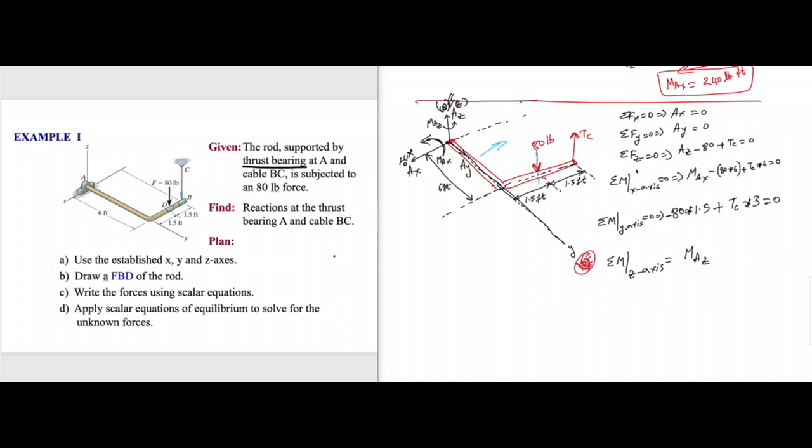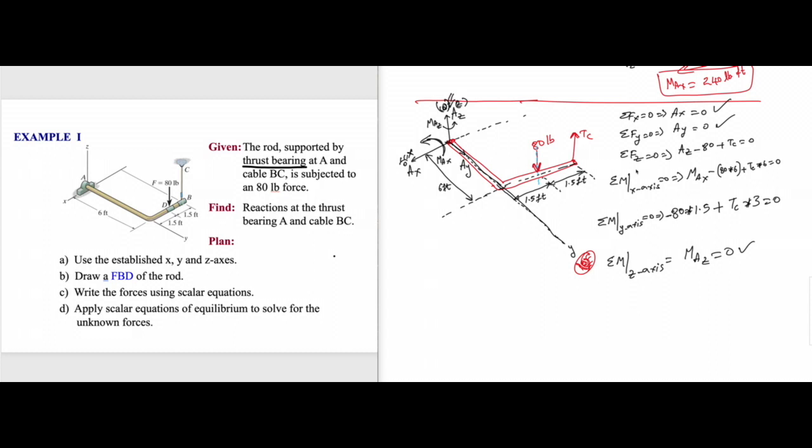Then this should have caused a rotational effect around the Z axis, but we don't have any force of that nature. So we are just left with MAZ, and MAZ will be 0. That's it. We have 6 equations and 6 unknowns, and if you observe, we already solved for 3 unknowns here. MAZ is 0, AY is 0, AX is 0.